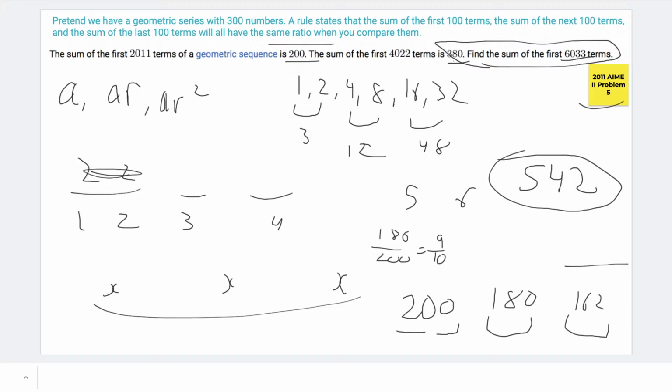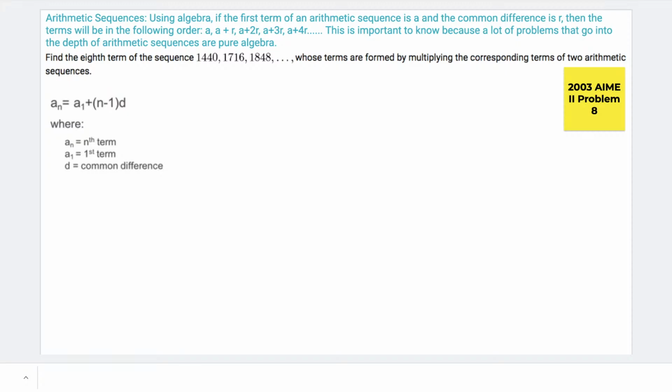And now the next problem, which is related to arithmetic sequences. An arithmetic sequence is where, pretend the first term is a, the next term will be a plus r, then the next term will be a plus 2r. The common difference between any two consecutive terms is always the same. You use this terminology to write it in an algebraic form, which can be very helpful in problems that are pure arithmetic sequences.